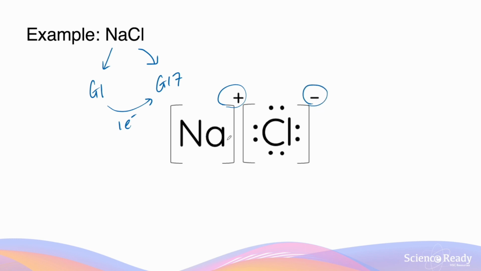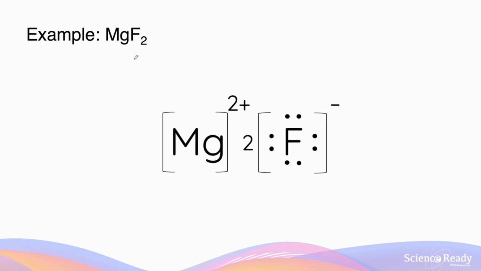When you're drawing the Lewis dot diagram, remember we have to show the electron arrangement. Sodium has lost the 1 valence electron, so therefore its outer shell is now empty. The chlorine atom, on the other hand, has gained that 1 electron from sodium, and it has a fully occupied outermost shell. Because the ratio between the two ions is 1 to 1, we don't need to indicate any ratio in front of the ions.